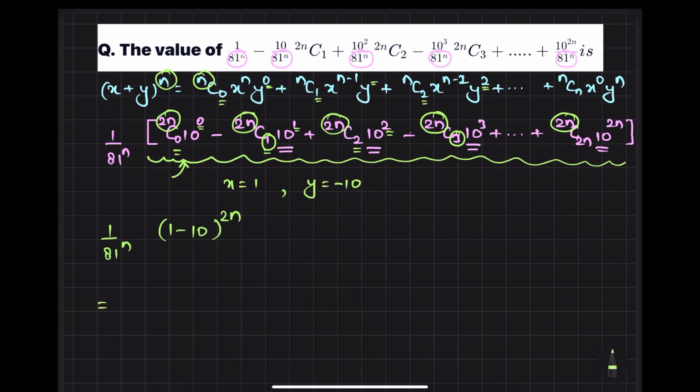Now be super slow. So 1 minus 10 is minus 9, so minus 9 power 2n. It's an even power, so it will become 9 power 2n. Now observe the denominator, 81 power n. So can I write 81 as 9 square? So 9 to the power 2 to the power n. So it will become 9 to the power 2n. So this thing is gone, and we got the result as 1.